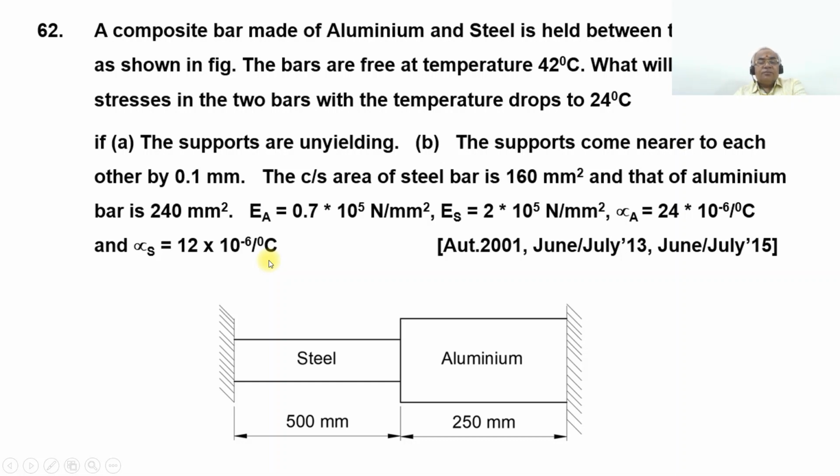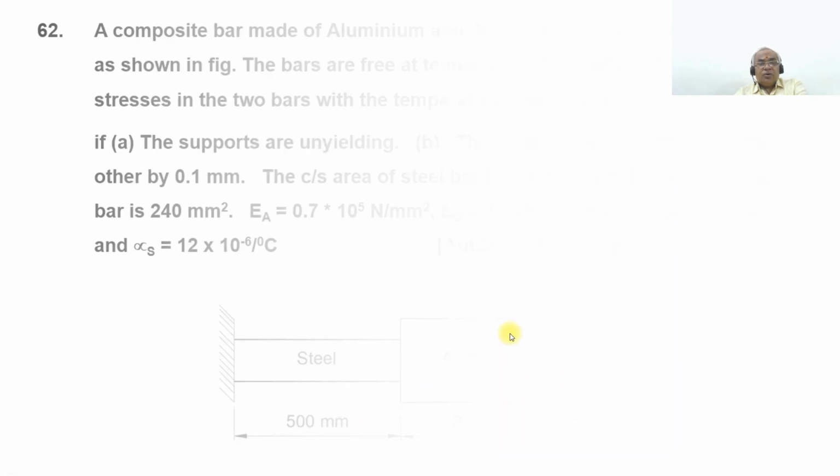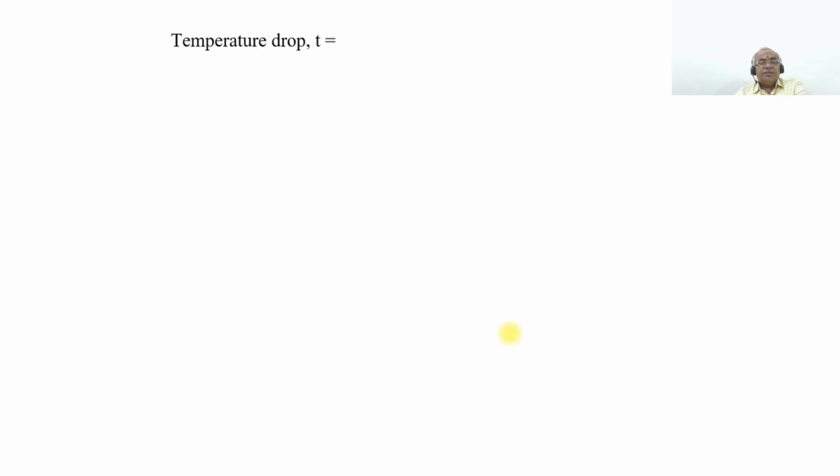To solve this problem, the bar shown in the figure has the steel bar of 500 mm length and the aluminium bar of 250 mm length. When the temperature drops to 24 degrees, the T will be equal to the temperature drop, 42 minus 24, which is equal to 18 degrees centigrade.